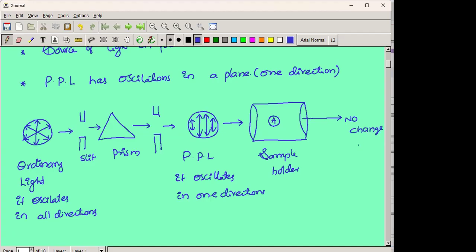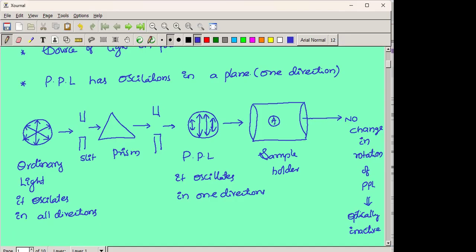No change in rotation of plane polarized light, so that is called optically inactive. For example, if you take a meso compound, meso compound is optically inactive. Once the plane polarized light falls on the meso compound, there is no change in the rotation. There is no net change in rotation.